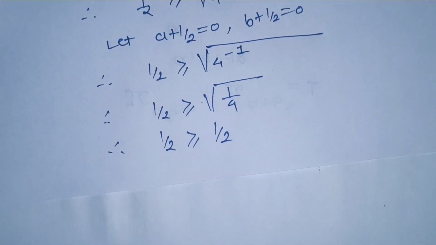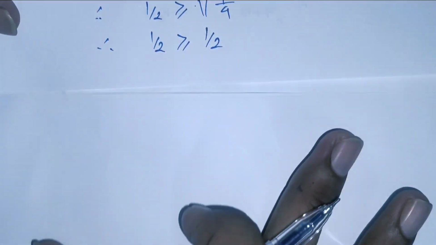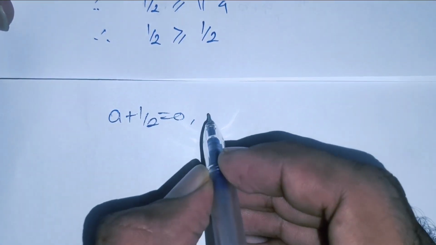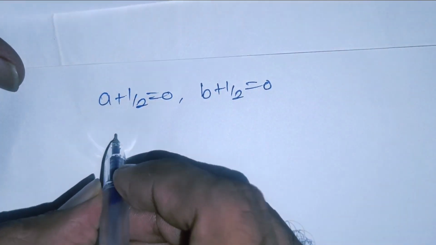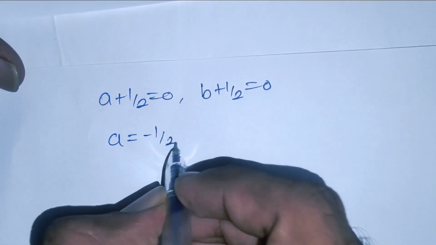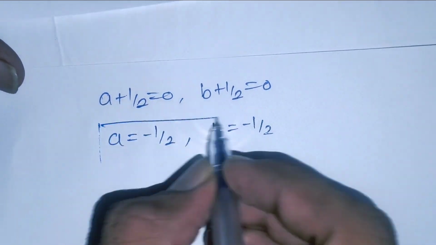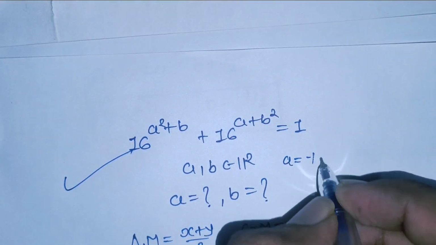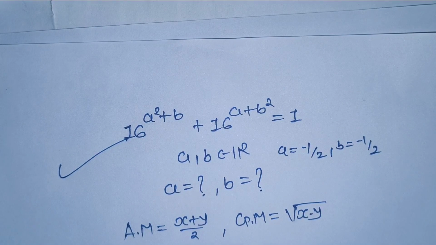Now therefore if a plus 1 by 2 equal to 0 and b plus 1 by 2 equal to 0, then a equals minus 1 by 2 and b equals minus 1 by 2. This is the only possible solution of this equation. Clear this part? The value of a is minus 1 by 2 and b is also minus 1 by 2. This I think is clear. You can verify also.